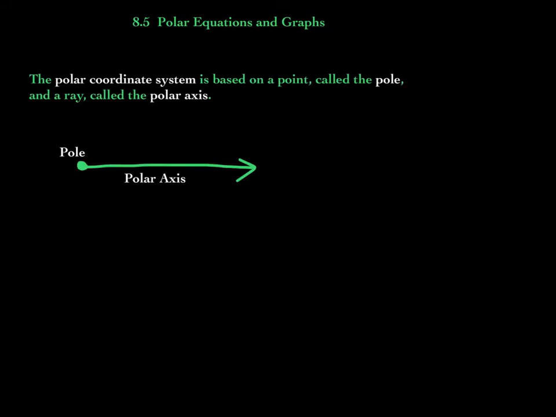We have an x-axis and a y-axis, basically two perpendicular axes. But now here in chapter 8, section 5, we want to graph polar equations. So what we're going to do is focus on a polar coordinate system, which is all based on a point called the pole and a ray called the polar axis. Here's a picture to go with the definition for the polar coordinate system.